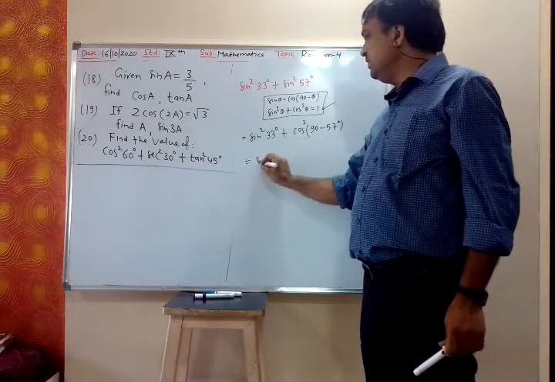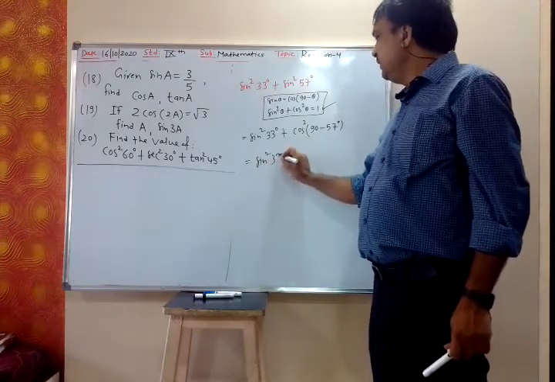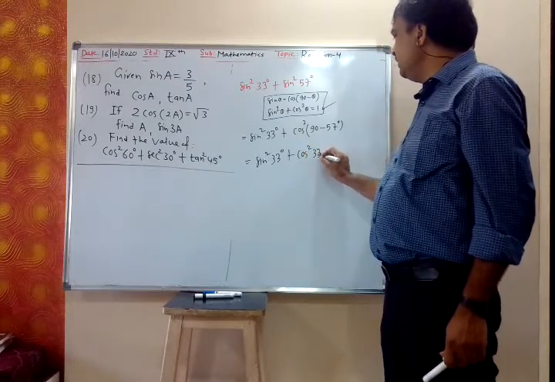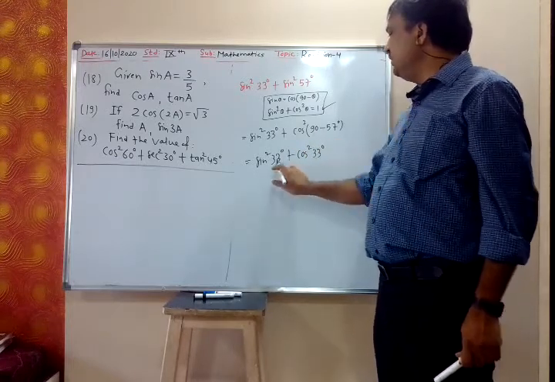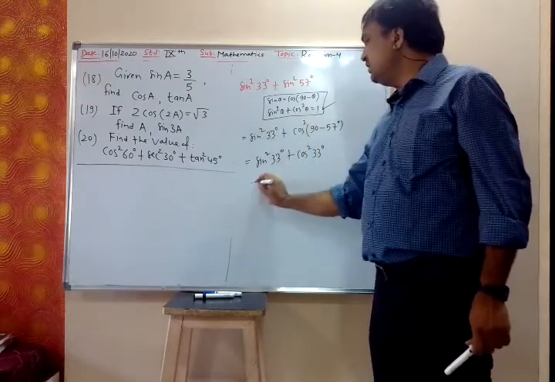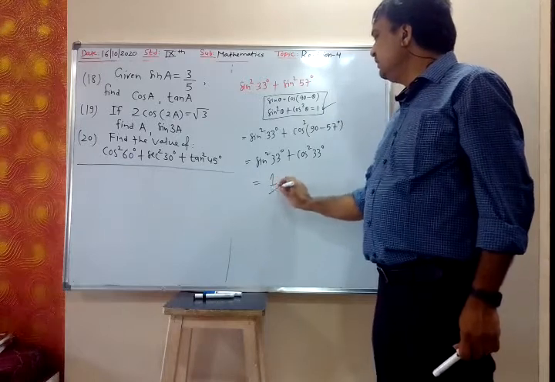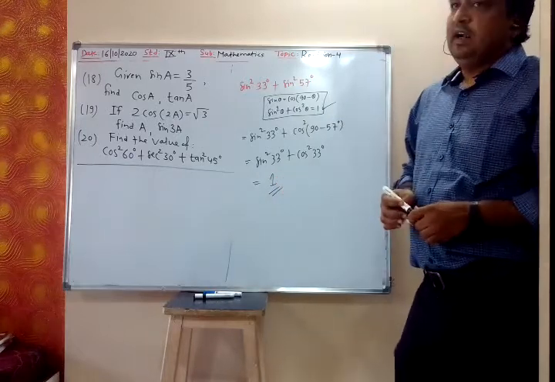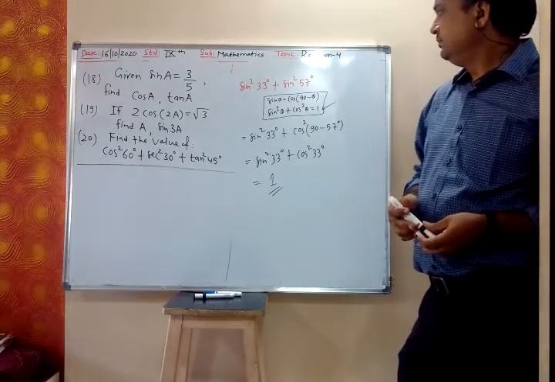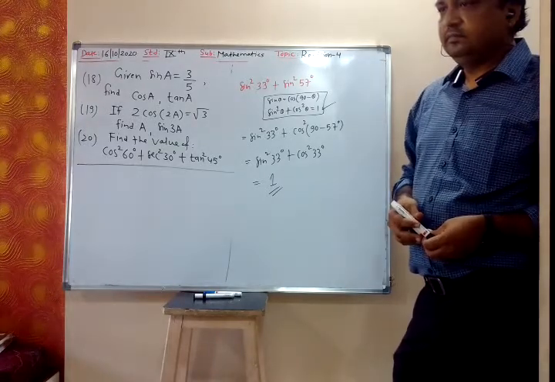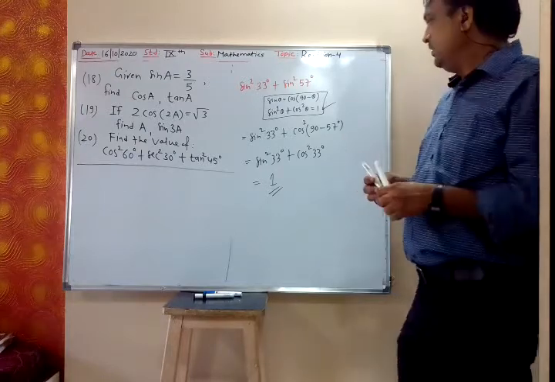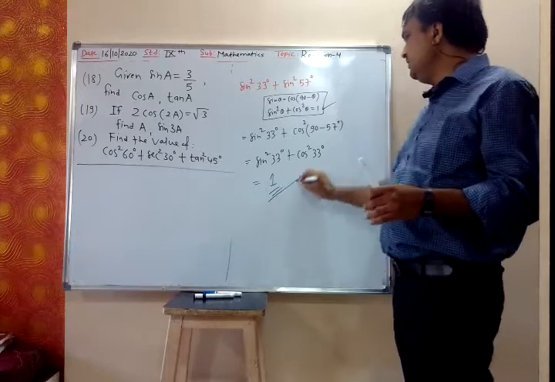So this is sin square 33 degree plus cos square 90 minus 57 is 33 degree. Now theta is same, 33 degree, 33 degree. So sin square theta plus cos square theta is 1. So answer will be 1. Directly. Then we cannot use that result. This is the final answer.